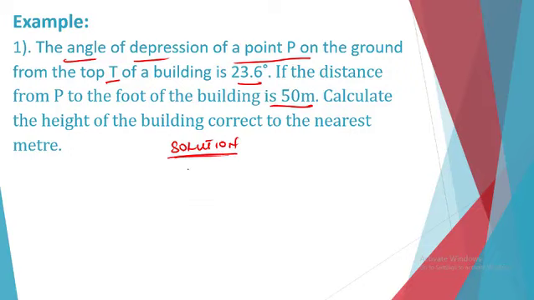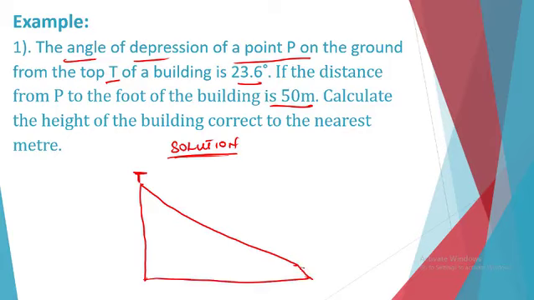Okay, let us start. We are told that the angle of depression of the point P on the ground from the top T is 23.6. So let's take this to be the top T. From here moves the angle, and then this is the height. So we join these two, and at this point T, an angle is formed.